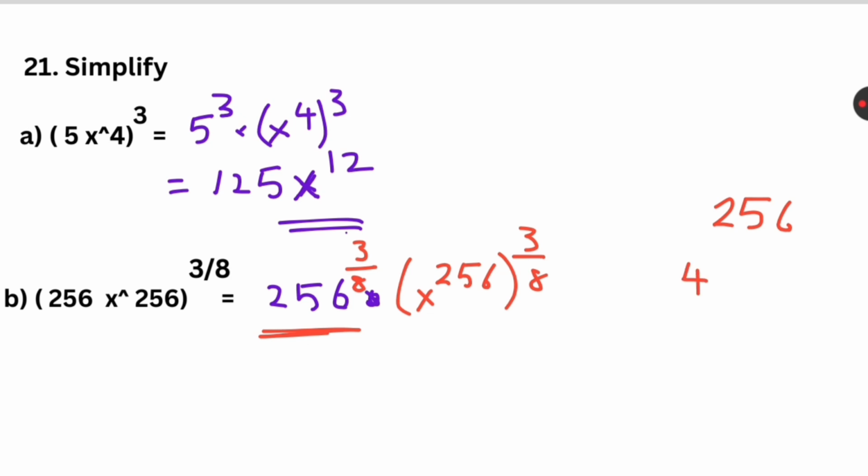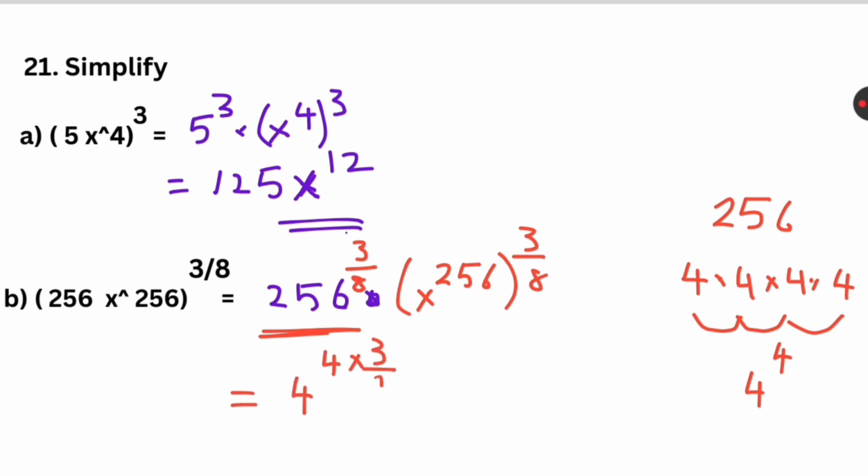Now observe here 256 is nothing but 4 multiplied 4 times. 4 times 4, 16. 16 times 4, 64. 64 times 4, 256. So 256 we can write as 4 raised to the power of 4. So let's write here 4 raised to the power of 4 times 3 over 8. Here we can cancel. We are left with 4 raised to the power of 3 over 2.